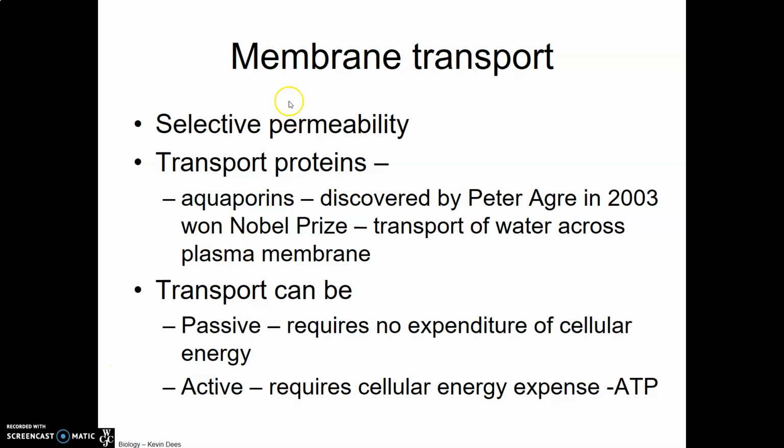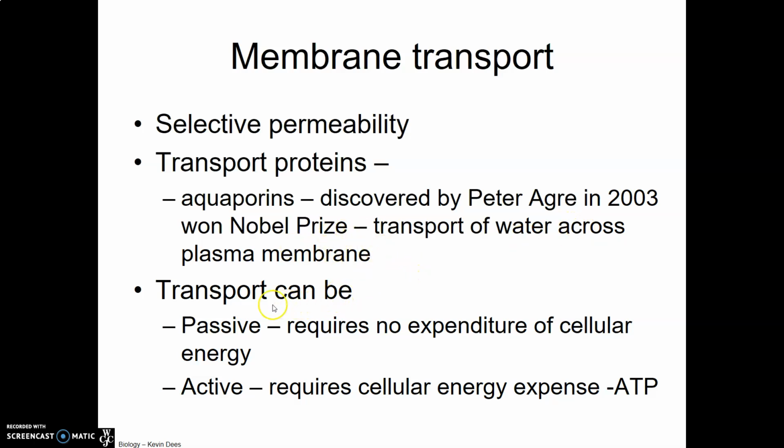In this third part of our lecture on membranes, we're going to focus on membrane transport. Recall that membranes were said to have selective permeability, and that they're going to allow certain things to pass while preventing the passage of others. Some of this is fairly recent in its discovery. Transport proteins known as aquaporins were discovered when Peter Agre won the Nobel Prize in 2003. These aquaporins helped explain how water could move quickly across plasma membranes in some cells.